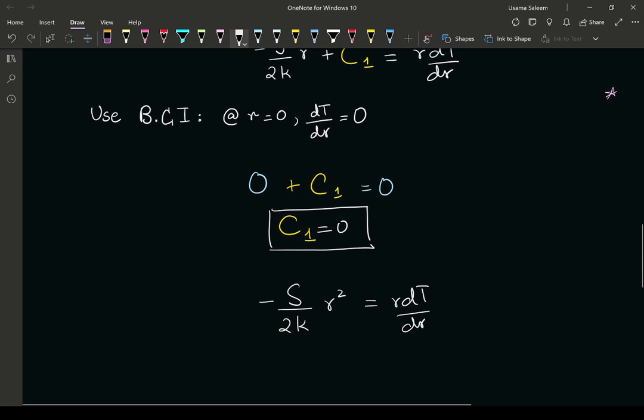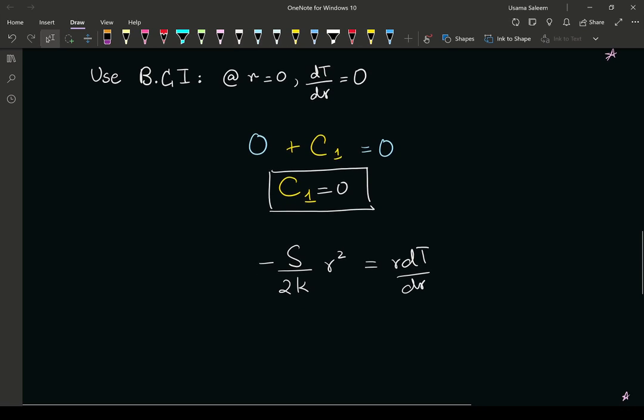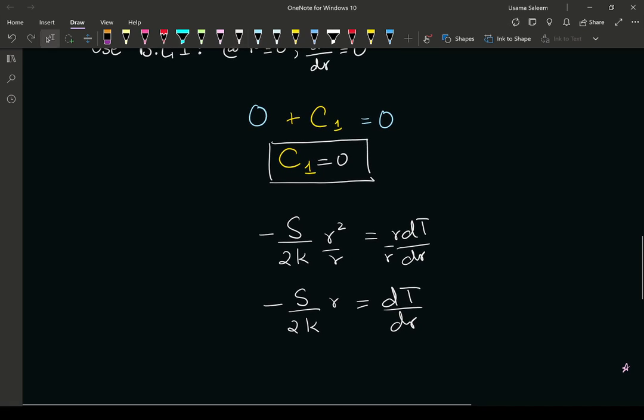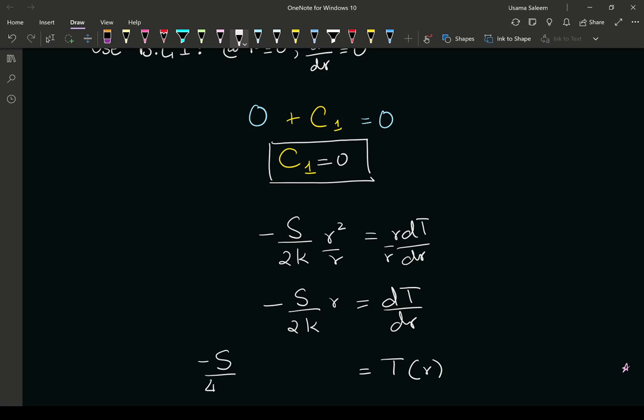And this is where I can integrate once again, right? But before that, let's just divide both sides by r. Make our lives a little simpler. Negative s over 2k times r is equal to dT/dr. Very nice. So T as a function of r is going to be negative s over 4k r squared plus c2. And now we've got to figure out c2, our second constant of integration.